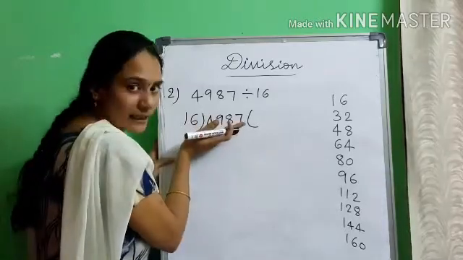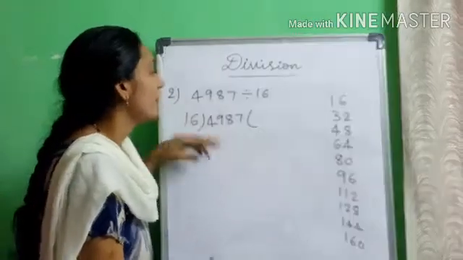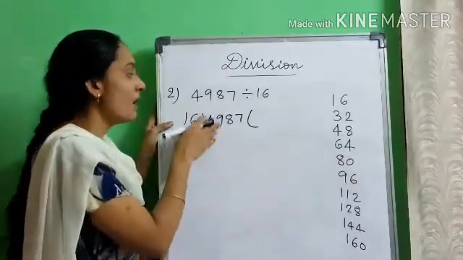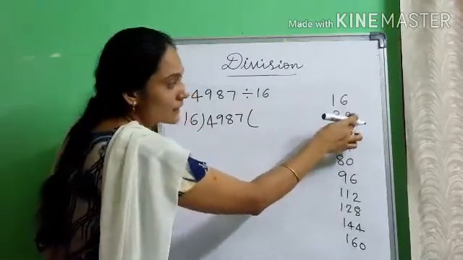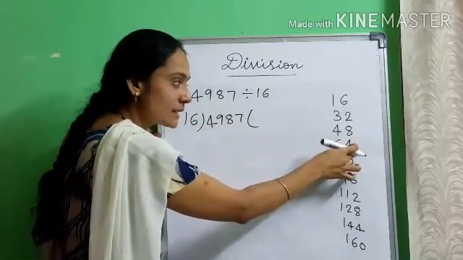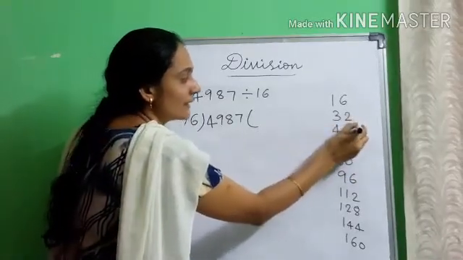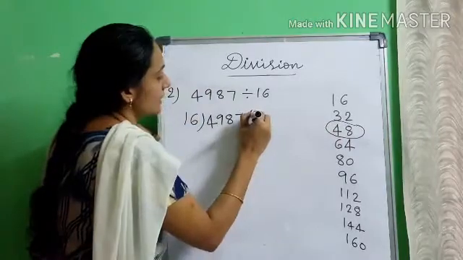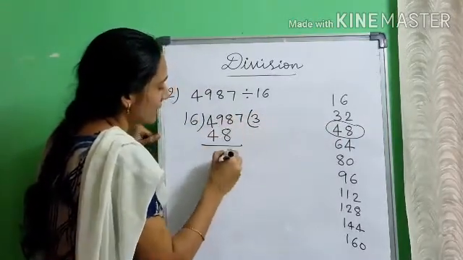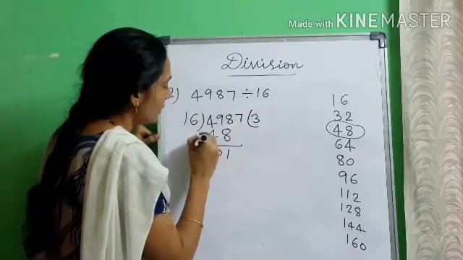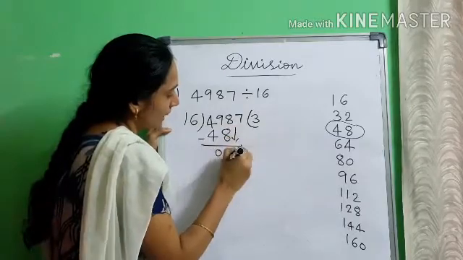So 49. Now here see the 16 table, children. Which number is nearest to 49 or less than 49? 16 ones are 16, 16 twos are 32, 16 threes are 48, 16 fours are 64. 64 is the greater number. So take the nearest number. 3 16s are 48. Now 9 minus 8, 1. 4 minus 4, 0. And bring down the next digit, 8.